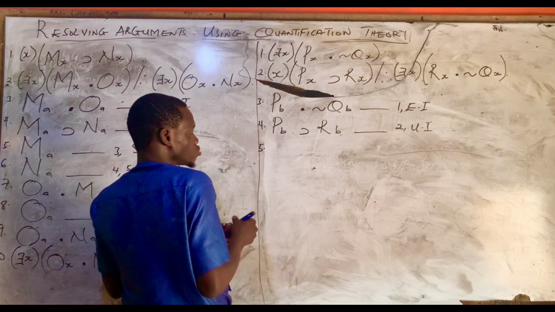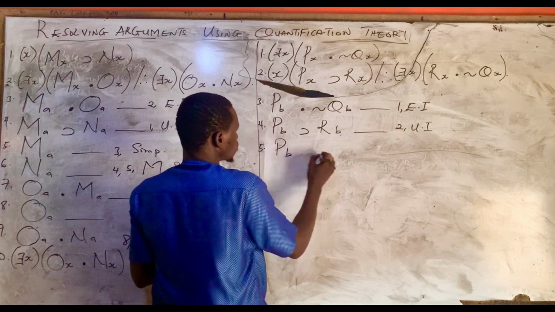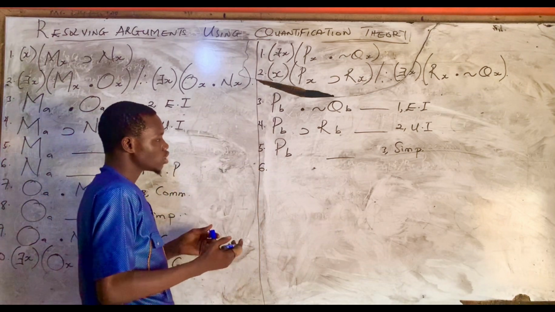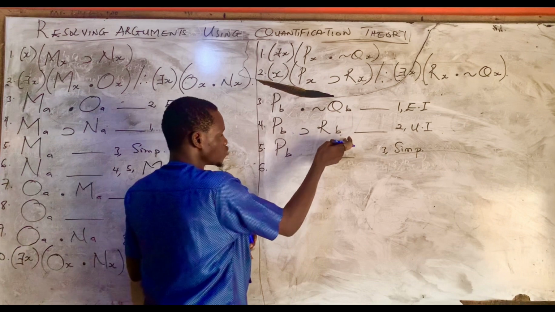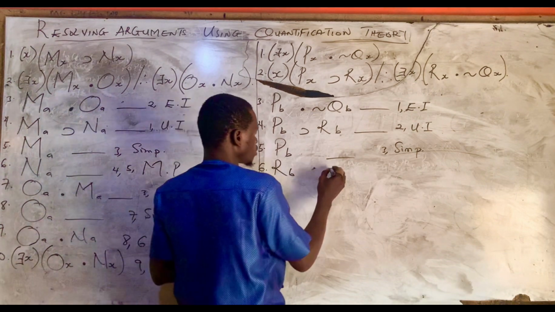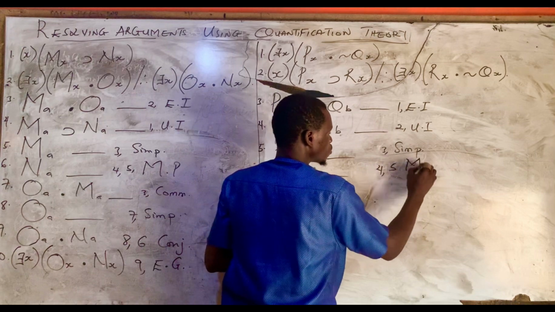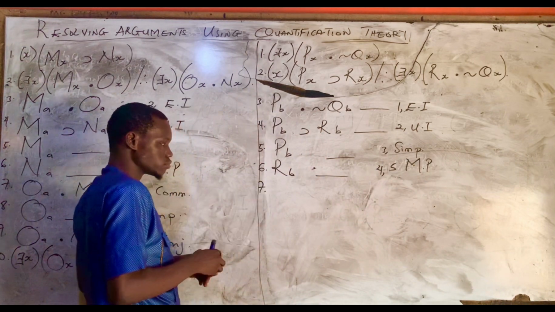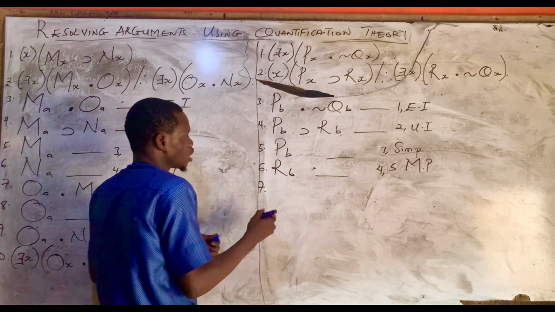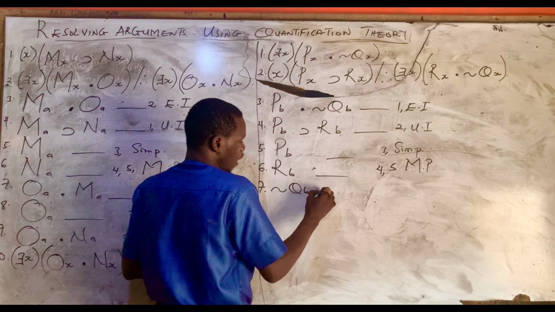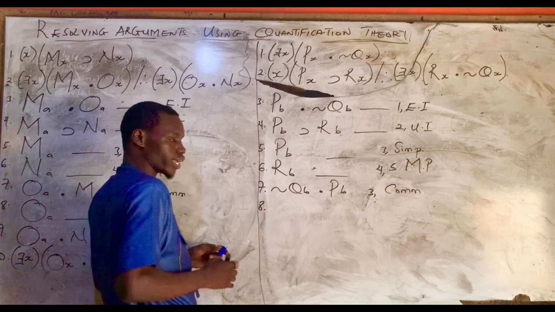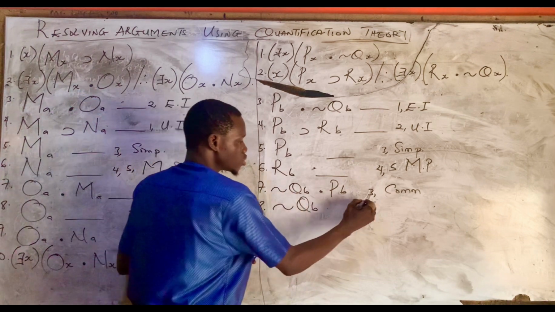Line 5, what we're going to do is simplify Pb, that is line 3, simplification. Now line 6, we make use of this: Pb implies Rb, and our line 5 has already given us Pb, therefore Rb. That is lines 4 and 5, modus ponens. Line 7, we commutate because we need a combination of Q and R. So we now see not Qb and Pb, that is line 3, commutation. Go to line 8, we simplify: not Qb, 7, simplification.